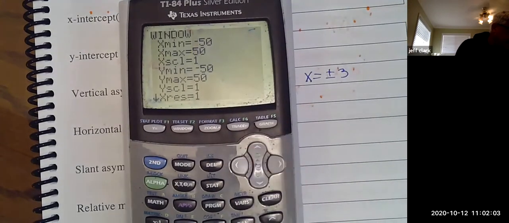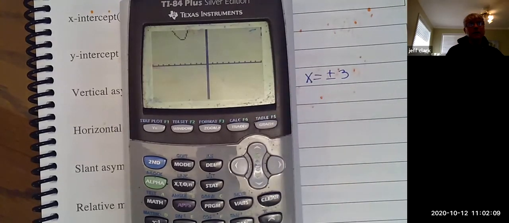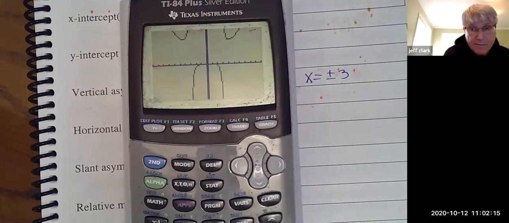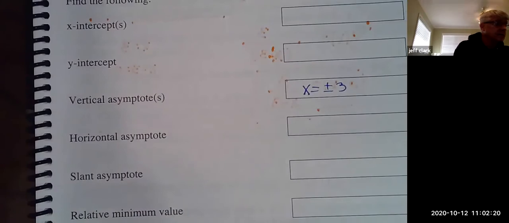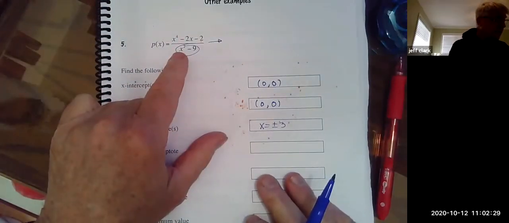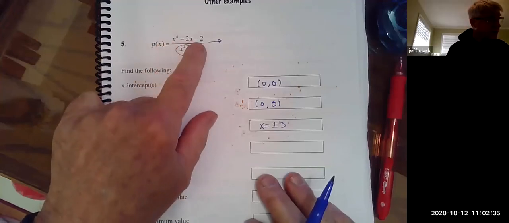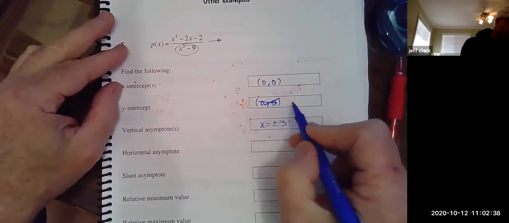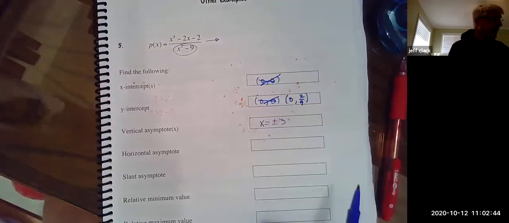I'm going to go back over here and go -10 to 10. Aha. See, there you go. So it looks like there's relative mins and maxes as well. And the x and y intercept looks like it's the origin again. How do I know? Well, y-intercept, look at this. I made a mistake. It looked like it, but if I let x be 0, I'm left with 2/9. So I made a mistake. When x is 0, I'm left with 2/9. I'd better find out about the x-intercepts if in fact there are any.